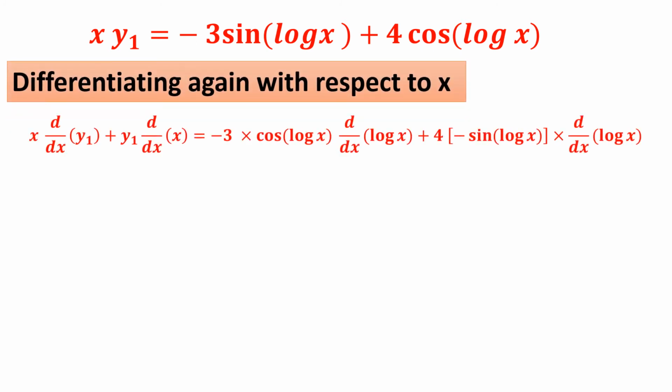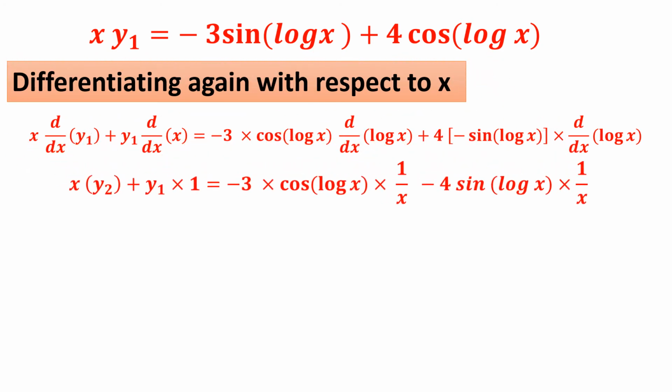Differentiate it again. Keep x, differentiate y1. Keep y1, differentiate x. Here we are using the notation as given in the question. Right hand side differentiation will be minus 3 into sin log x differentiation, which is cos log x into differentiation of log x. Cos log x differentiation is minus sin log x into differentiation of log x. Differentiation of y1 is y2. Differentiation of x is 1. Right hand side: minus 3 into cos log x multiplied by 1 by x, minus 4 sin log x into differentiation of log x, which is 1 by x.